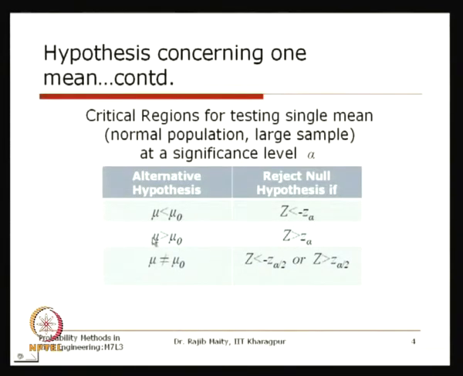In the case when the alternative hypothesis is mu greater than mu naught, then we reject if z is greater than z alpha. And if it is a two sided test, mu not equal to mu naught, then we reject if z is less than minus z alpha by 2 or z is greater than z alpha by 2. You know that z alpha by 2 is the quantile for which the remaining probability to the right is alpha by 2, as we discussed while discussing the critical zone. So, if the test statistic falls in this critical zone, then we have to reject the null hypothesis.